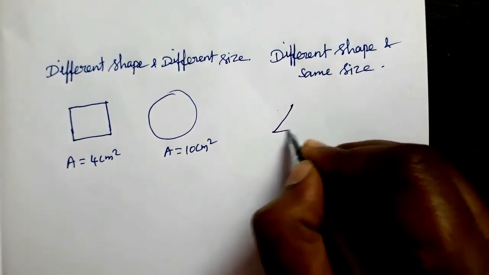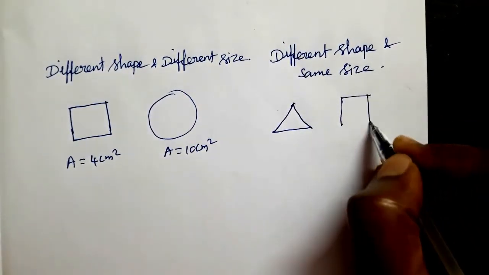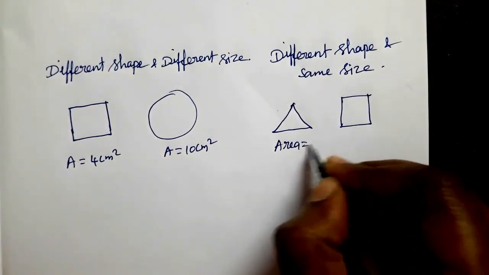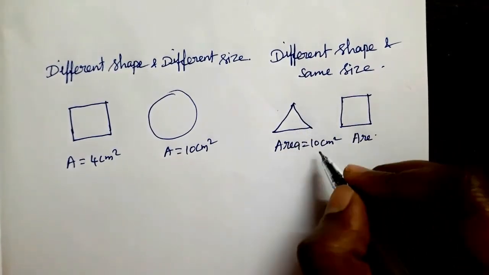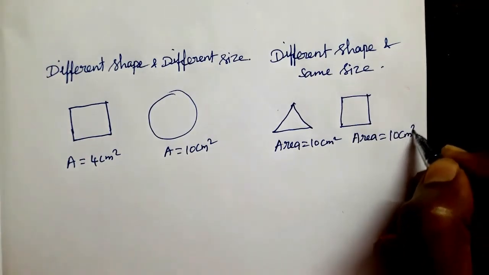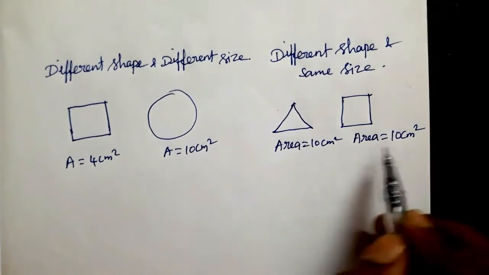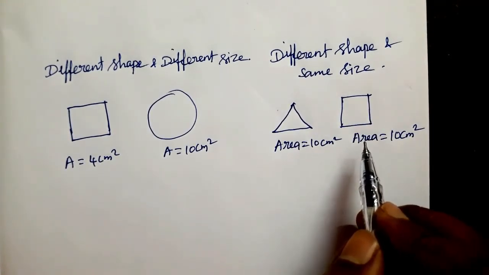One triangle and another one square. Here both diagrams have area 10 centimeter square. Area of the triangle 10 centimeter square. Area of the square also here 10 centimeter square. Here two different shapes are there but having same size. It is the example for different shape and same size.